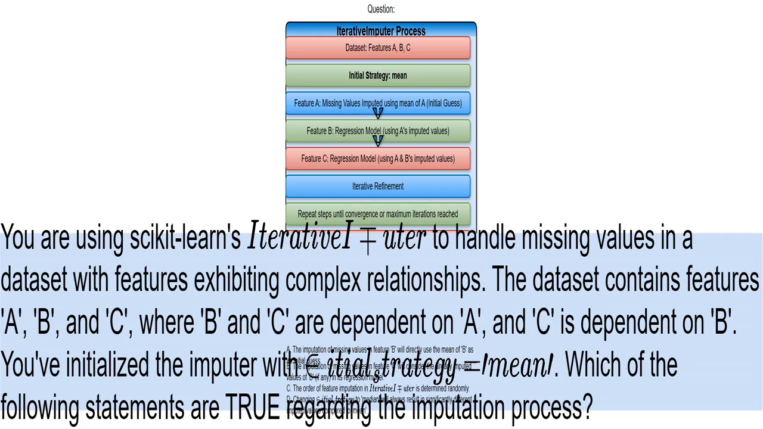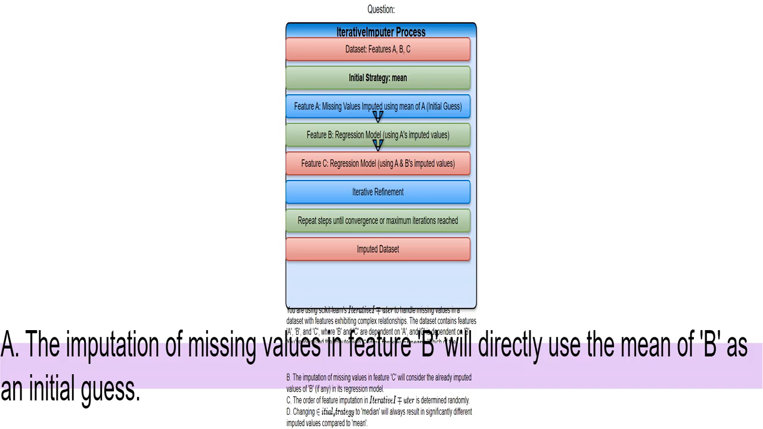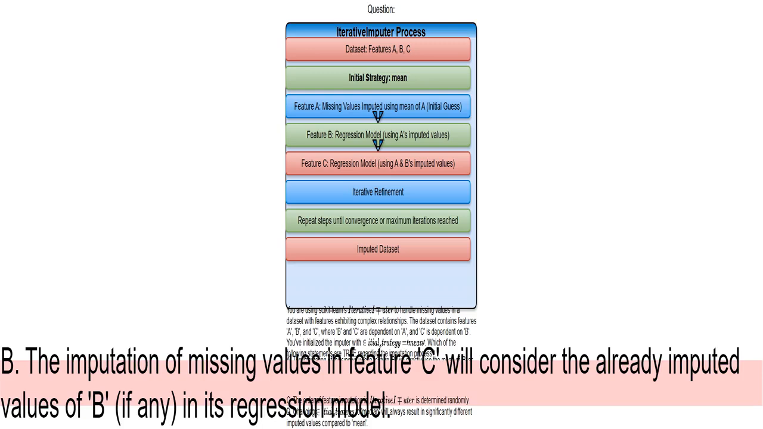I'm going to evaluate each statement individually to determine if it's true or false based on my understanding of the algorithm. This statement checks my understanding of the "initial_strategy" parameter. I know that "initial_strategy" equals mean sets the initial values to the mean. Therefore, this statement is true for feature B. This statement tests whether I understand the iterative nature of IterativeImputer. Since feature C depends on B, the algorithm will improve the accuracy of C imputation by using any already imputed values for B. This makes statement B true.